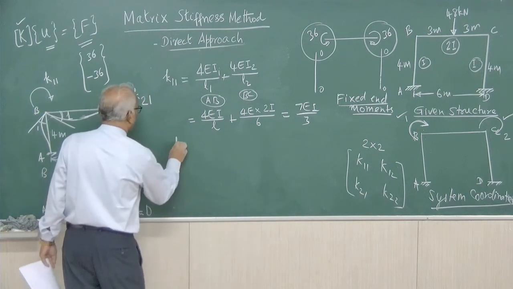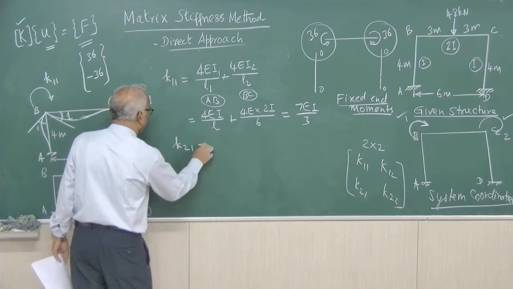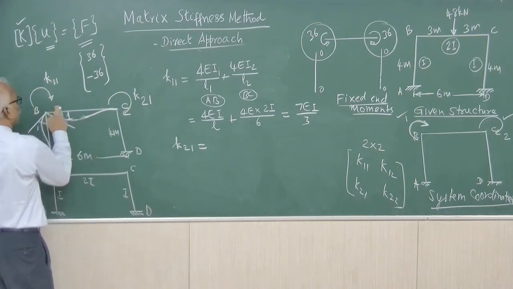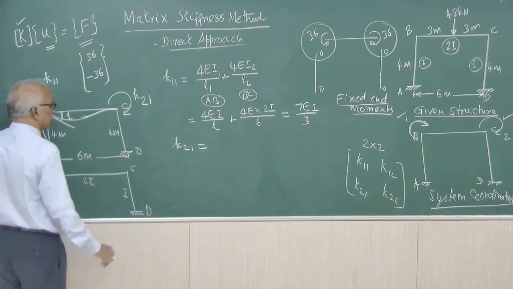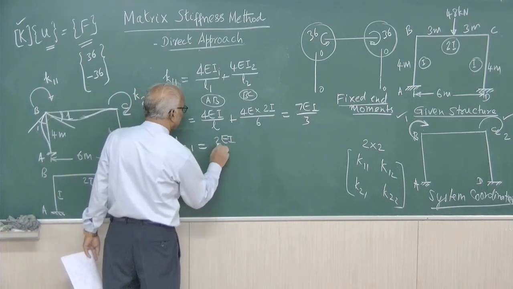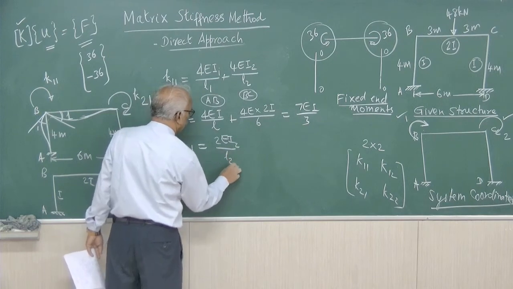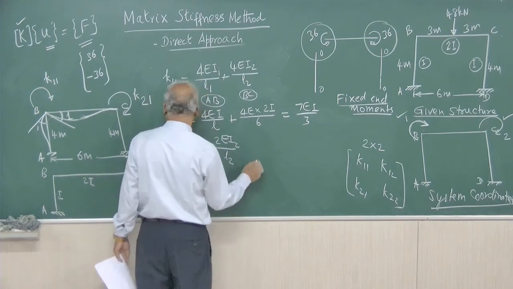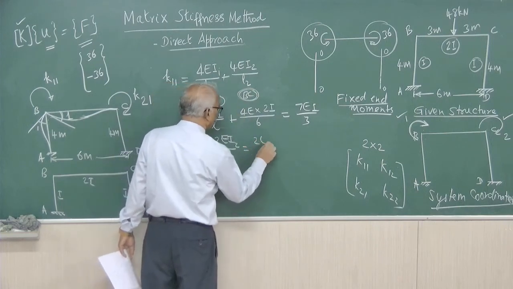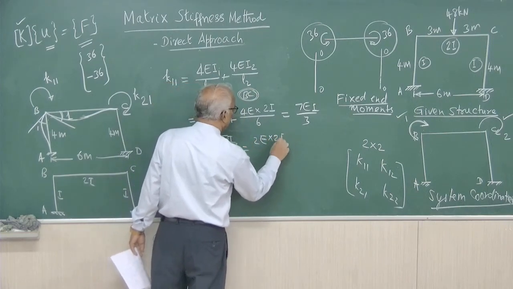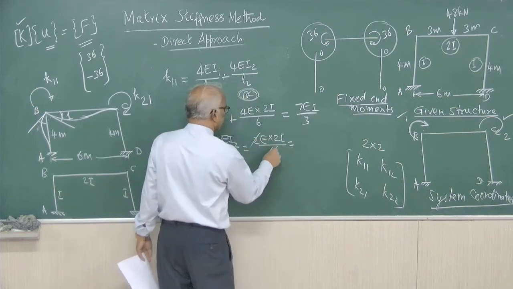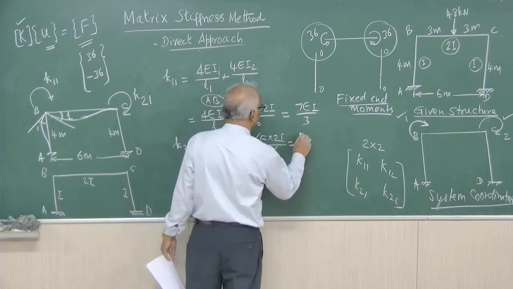Now, K21 will be half of this value. This is 4EI by L2, this is 2EI by L2 for the beam. It is 2E I2 by L2, that is for the beam, equal to 2E, I is 2I, L2 is 6, equal to, so cancelling one value, it is 2EI by 3.